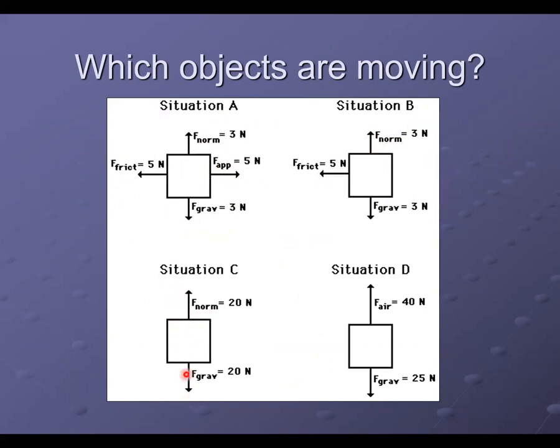Situation C, we've got 20 up, 20 down, balanced, not going to accelerate. Here we've got 40 up, 25 down. This will accelerate in the upward direction. Bigger force. And guys, that's it for Newton's laws.